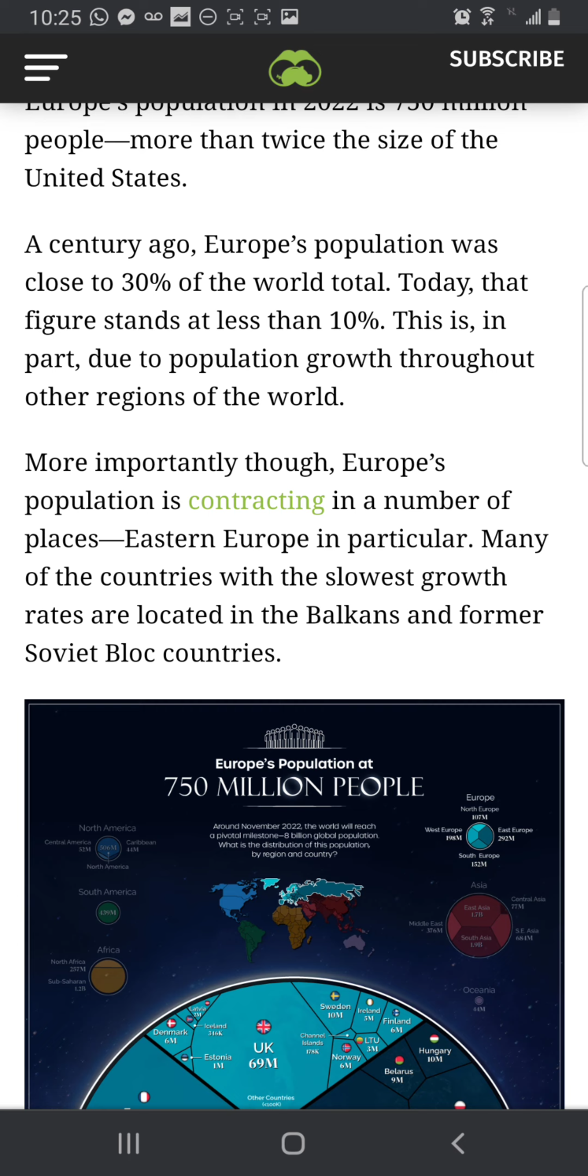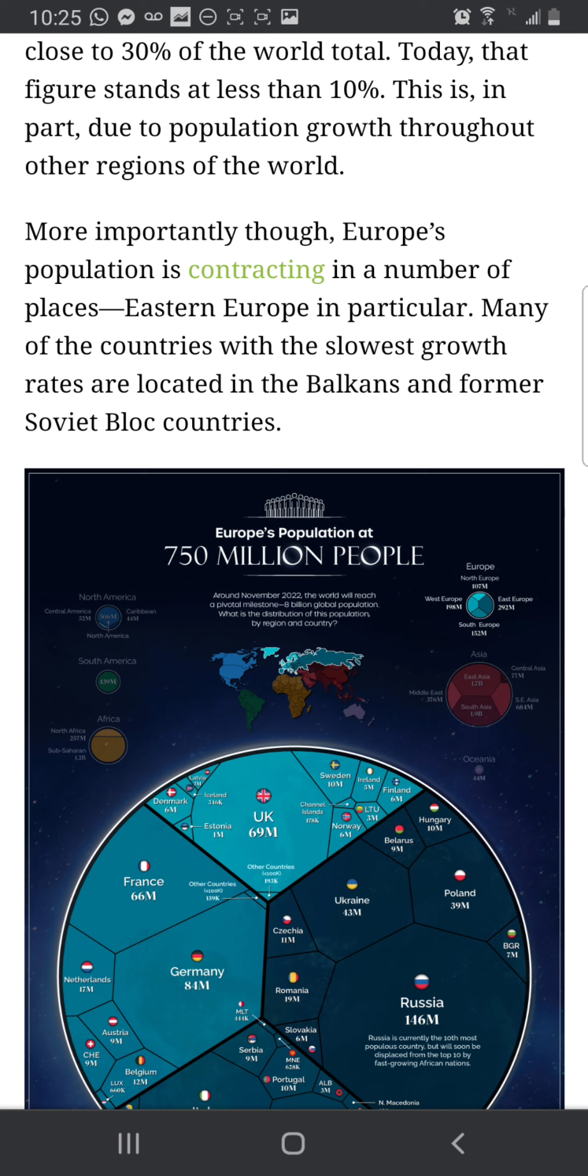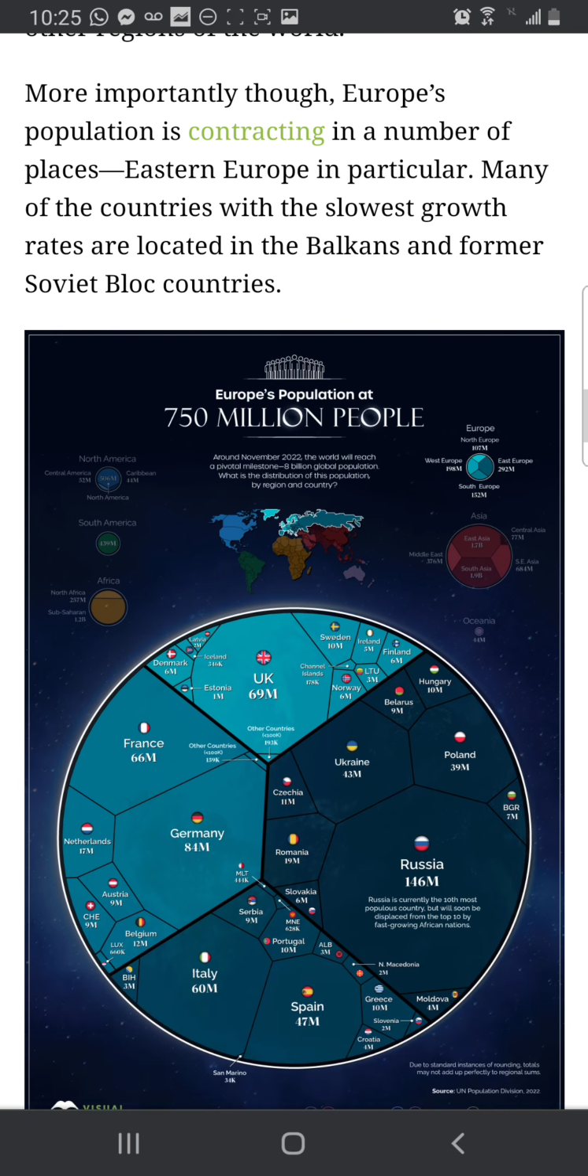This is in part due to the population growth throughout other regions of the world. More importantly, though, Europe's population is contracting in a number of places, Eastern Europe in particular. Many of the countries with the slowest growth rates are located in the Balkans and former Soviet bloc.